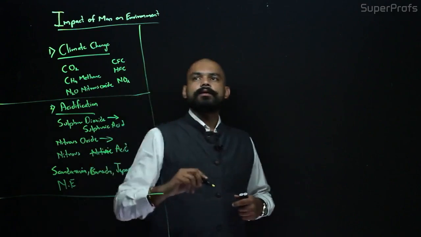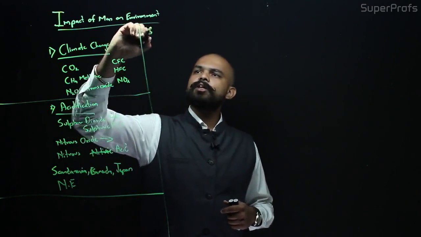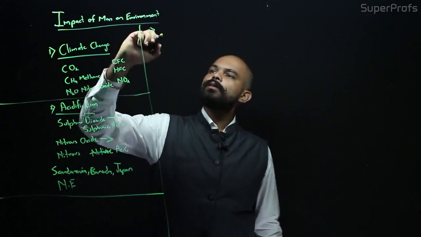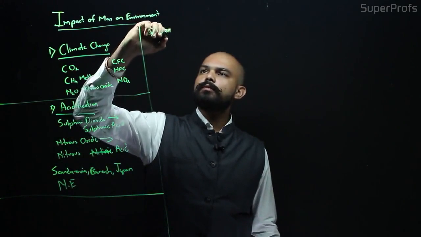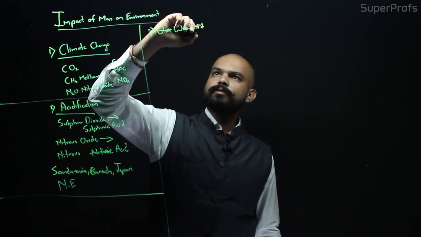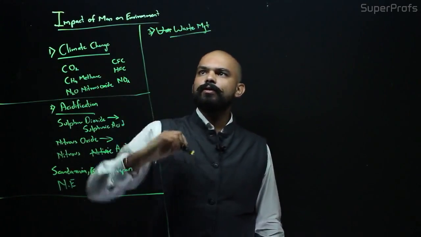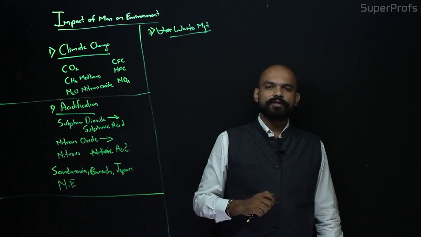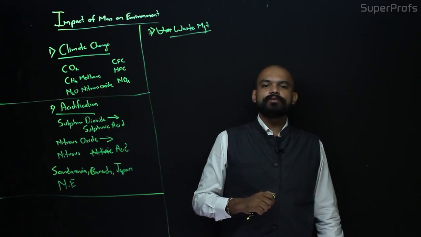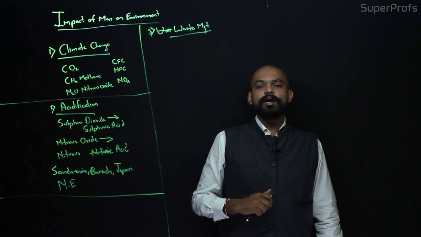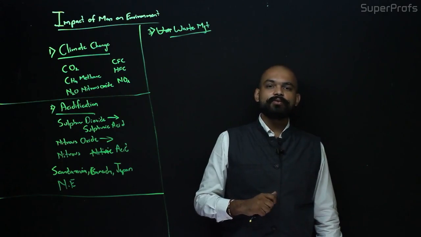Now the third impact that humans have on earth is waste management. Man consumes a lot of food products and non-food products in his daily life. This gives rise to a lot of waste. Even the industries that we have produce goods and give out certain industrial effluents.